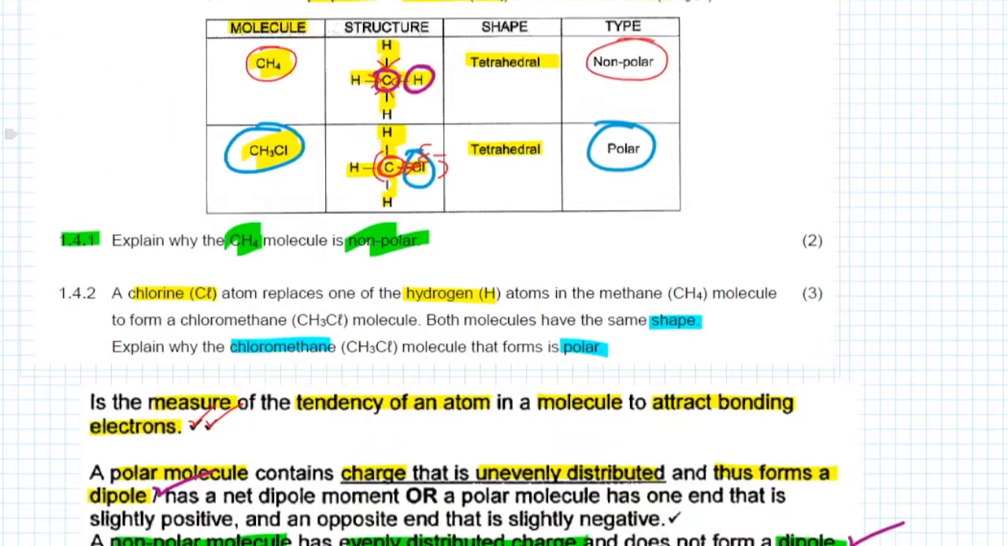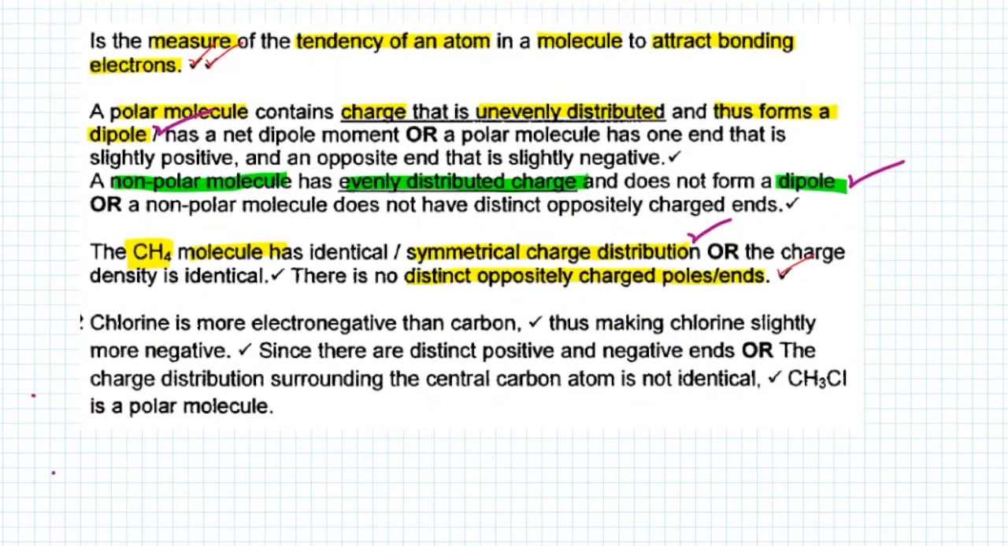So based on this, we start off by stating chlorine is more electronegative than carbon. For stating that, we're going to get 1 mark. Previously, we had that hydrogen was less electronegative than carbon, but now we notice chlorine is more electronegative than carbon. We say this makes chlorine slightly more negative and carbon therefore slightly more positive. That's going to get us the 2nd mark.